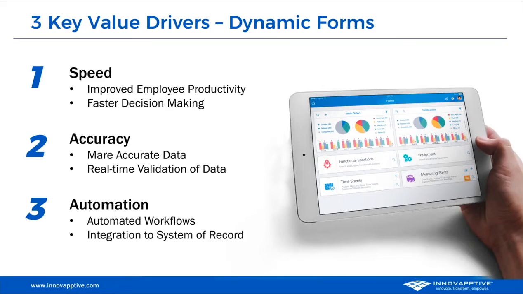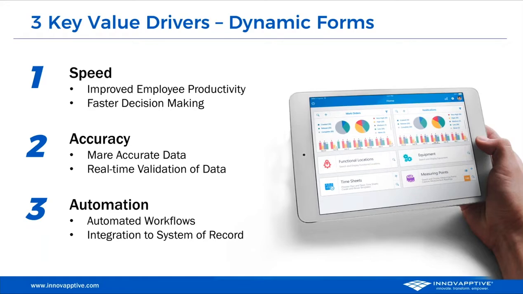So the key three value drivers that we focus on bringing to the business community while they switch from paper to a mobile device or a tablet are speed, accuracy, and automation, right? So with speed comes improved employee productivity.